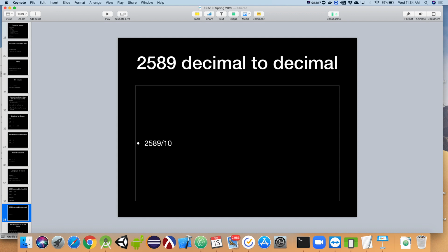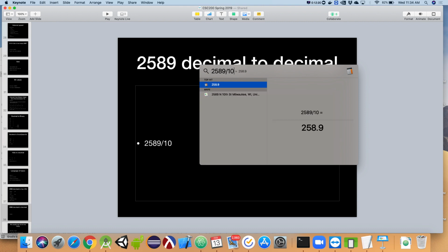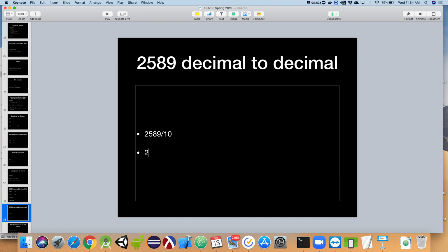2589 divided by 10 gives us 258. Remainder 9. 258 divided by 10 gives us 25. Remainder 8. 25 divided by 10 gives us 2. Remainder 5. 2 divided by 10 gives us 0. Remainder 2. Read the answer from the bottom up, 2589.